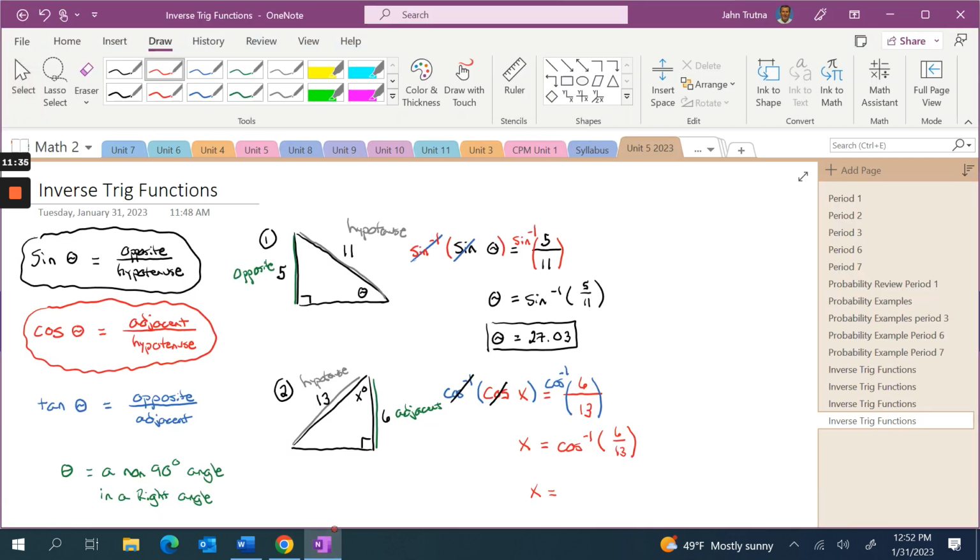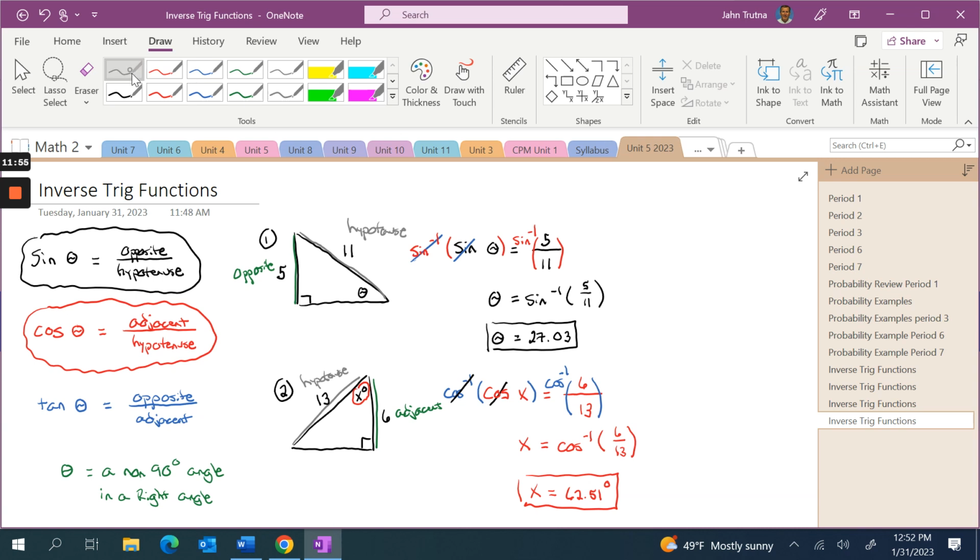So in the second example right here, x is equal to 62.51 degrees. Okay, and so what that tells me is that in my right triangle, where that x is, that angle has a measurement of 62.51 degrees.